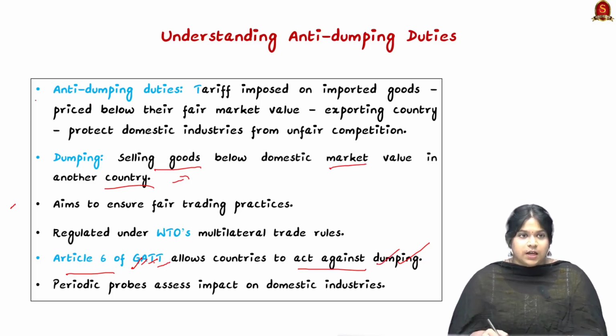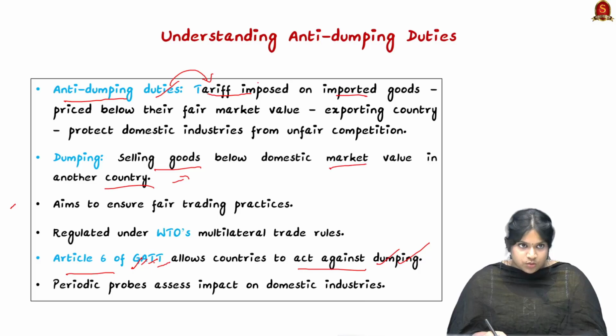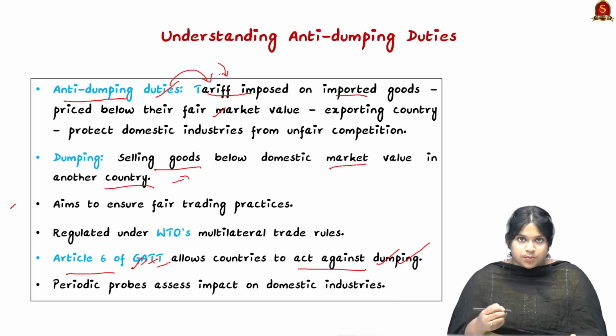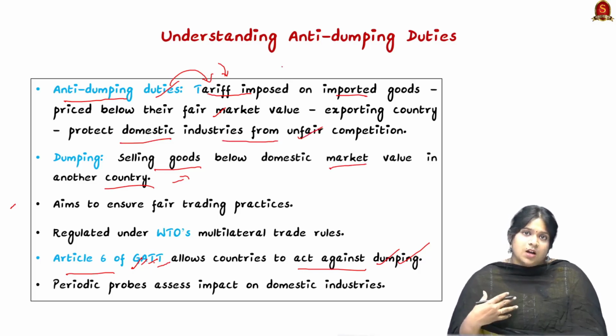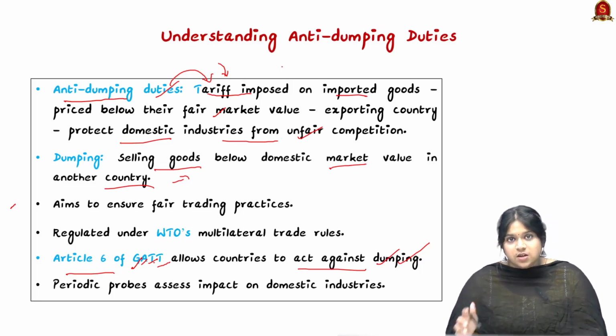So here India has given anti-dumping duties. It is the tariff imposed on those imported goods which are priced below their fair market value. Tariffs have been imposed to increase their market value. These goods are being sold to undercut the domestic industries. Imagine getting those products at a cheap price. It would be very unfair for existing domestic industries in the country. So tariffs have been imposed on those products.